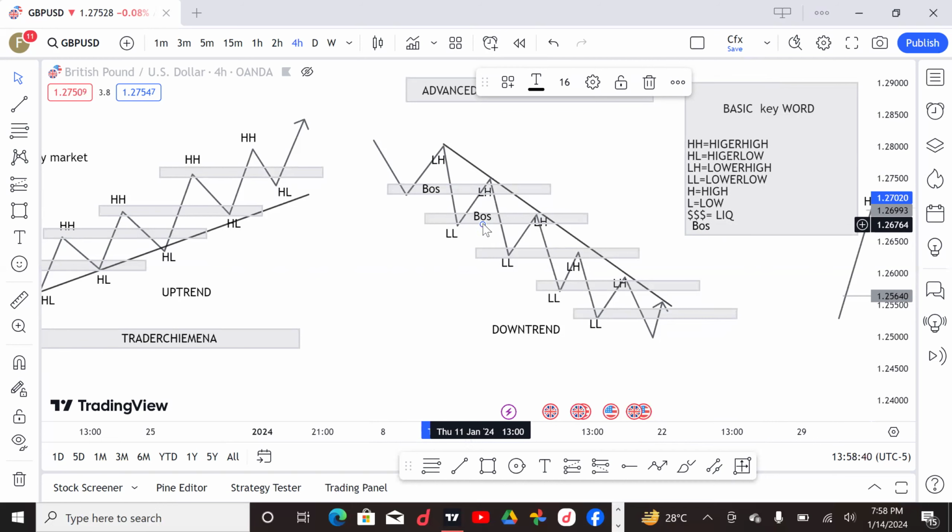It was breaking structure, moving to the down, telling us that it wants to go down. It was telling us, I want to go down. You can see, I still want to go down. That is what price was doing.